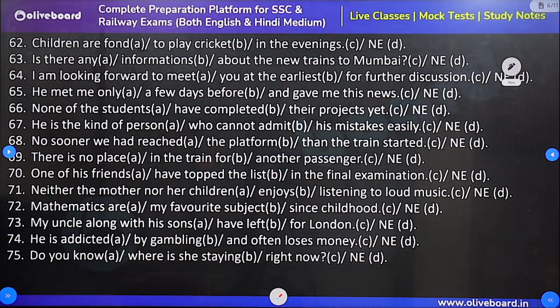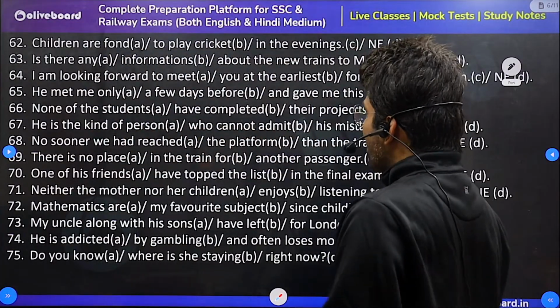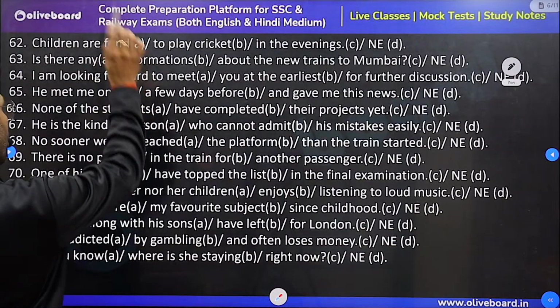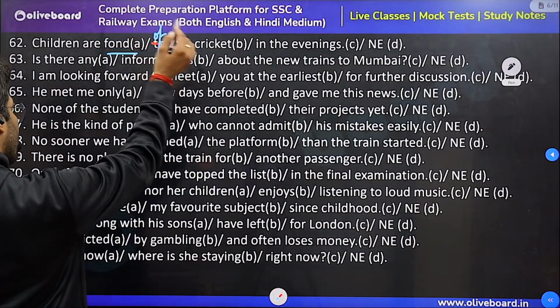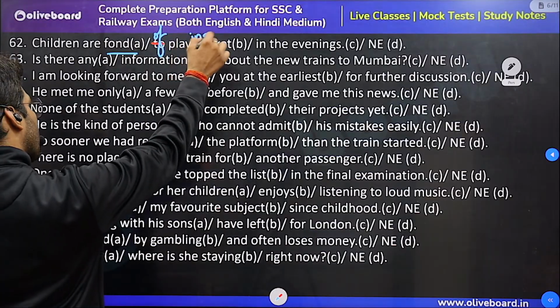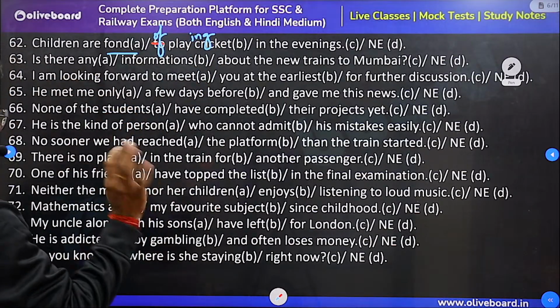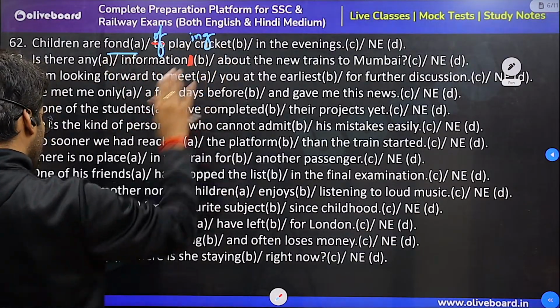Done. Let me explain this first. If time allows, we can have one more slide at least. Children are fond to play. Fond of, we usually say. I'm fond of music. I'm fond of singing. It takes the fixed preposition of, and prepositions take ing after them. Is there any informations? Information is uncountable in English, doesn't take an S, ever.